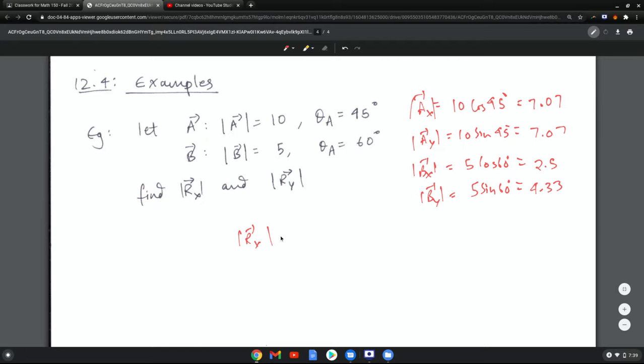So by our definition, Rx means I add up Ax and Bx, which comes out to 9.57. And then Ry is I add up Ay and By, which is 7.07 plus 4.33, which gives me 11.4.